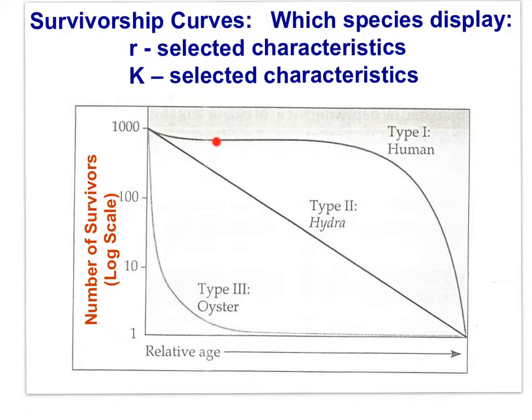Now, the human, or any large mammal for that matter, is a type 1 or the K strategist. K strategists survive well early in life due to high parental care and live a long life, but ultimately reach a biological death. And there are species that, in terms of survivorship curves, fit neither the R or K selection pattern. In this case, type 2, and this is the hydra, otherwise known as a jellyfish.